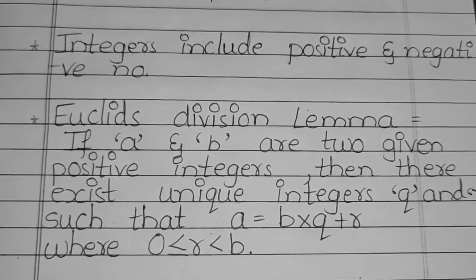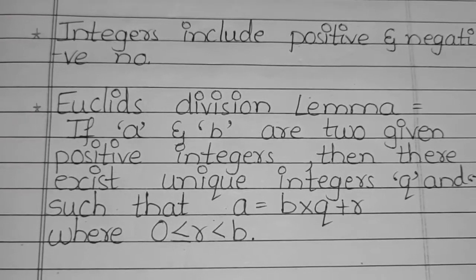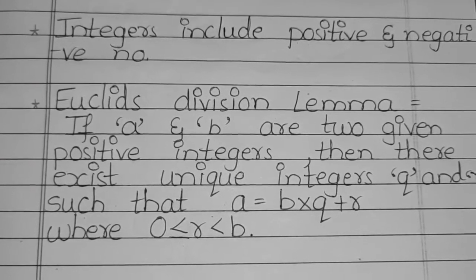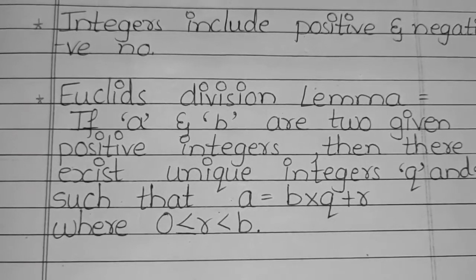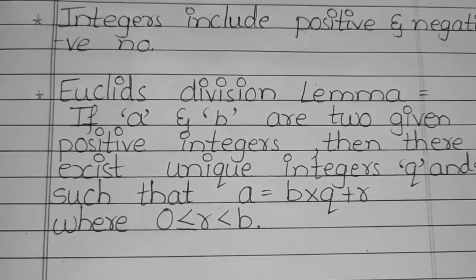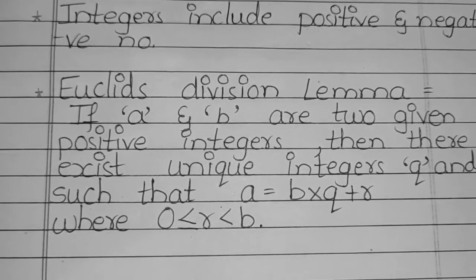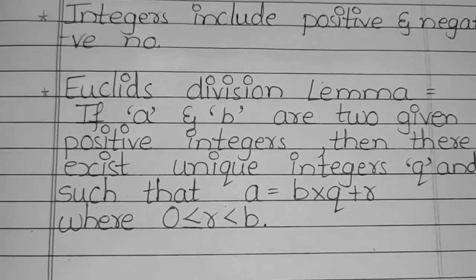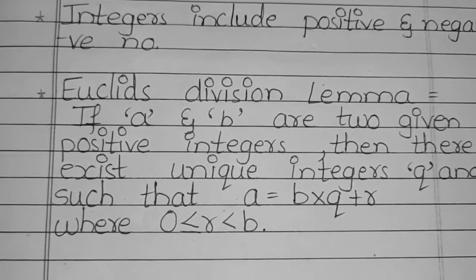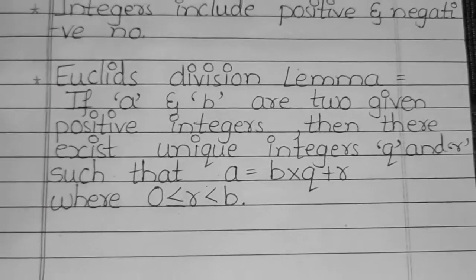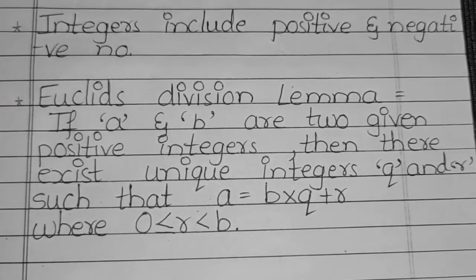In this first exercise, you will be learning about Euclid's division lemma. What is Euclid's division lemma? If a and b are two given positive integers, two different integers, then there exist unique integers q and r. What are q and r? I will explain while solving the sum.